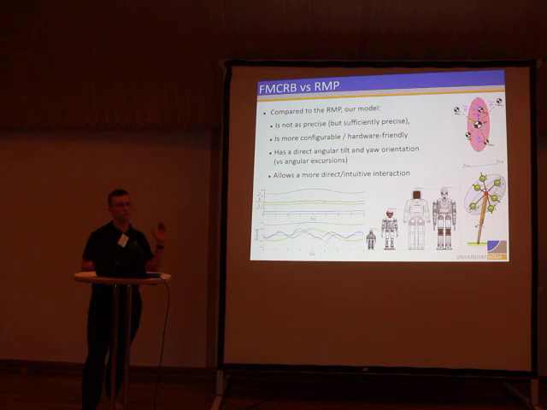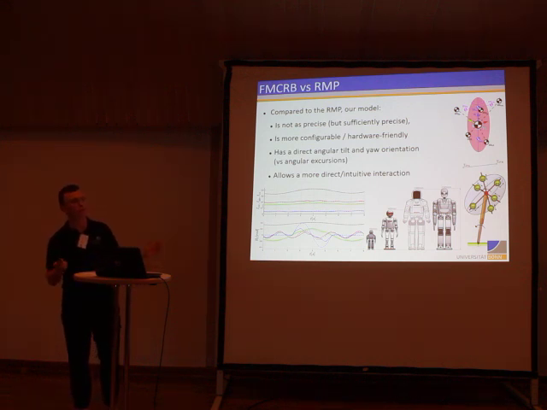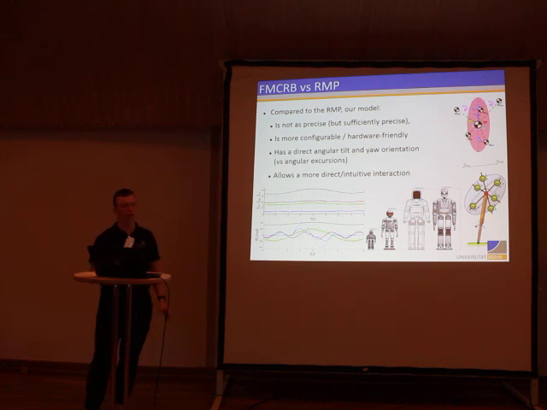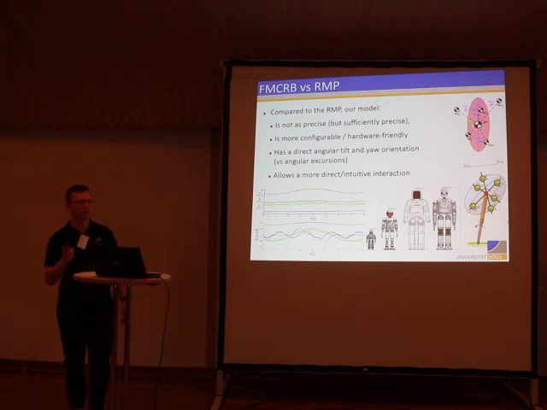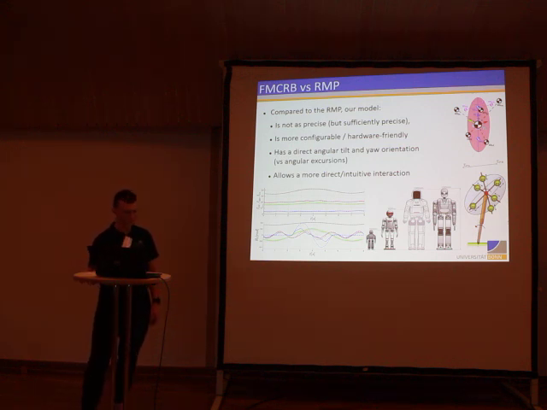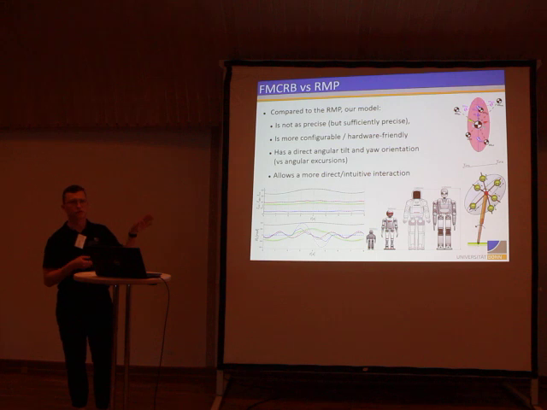So both my model and the reaction mass pendulum have variable inertia. What's the difference? My model is not as precise, but it's sufficiently precise. I like to say it's not just good, it's good enough. And therefore, because it's not as precise, it does not require a precise model. So it's more hardware friendly in these terms.